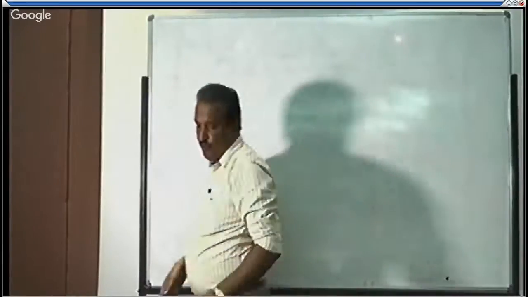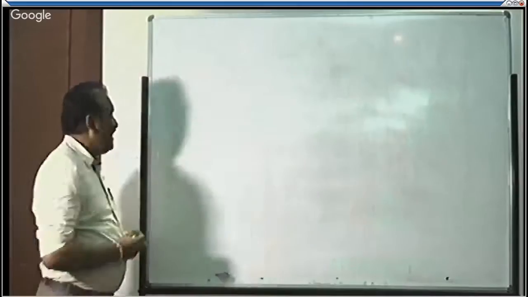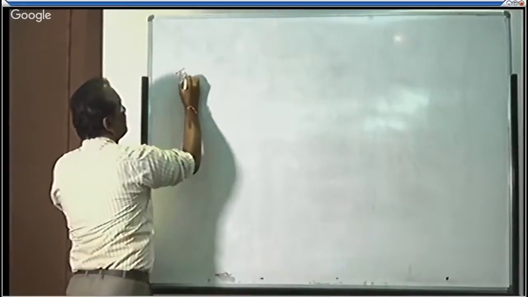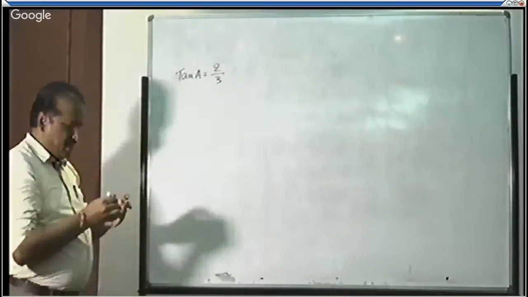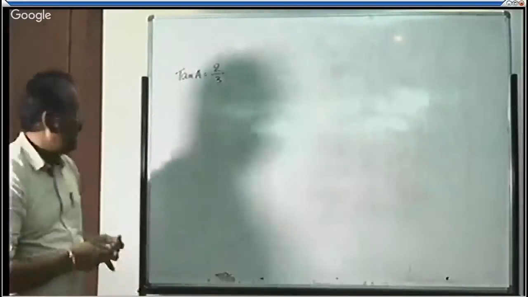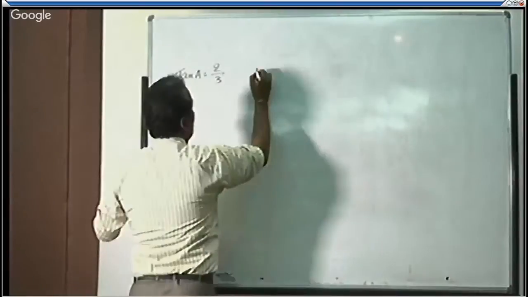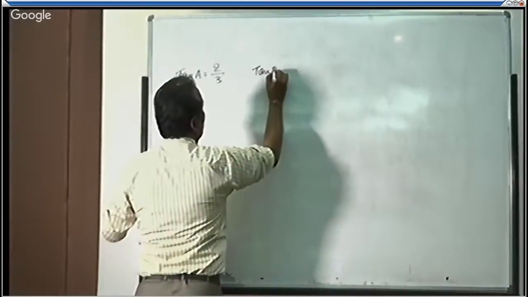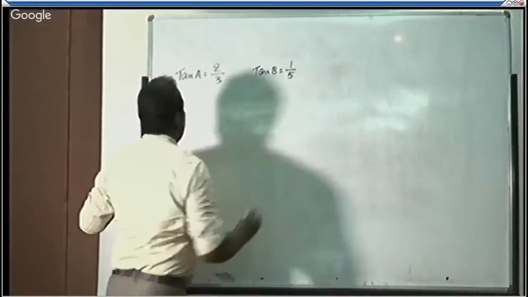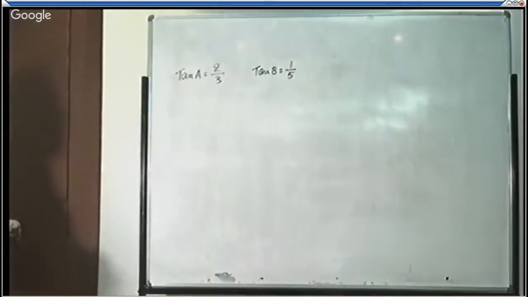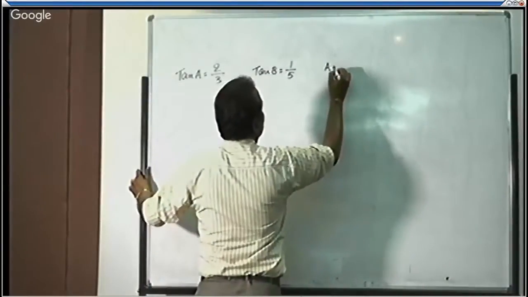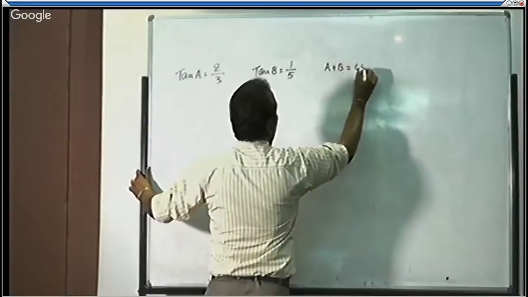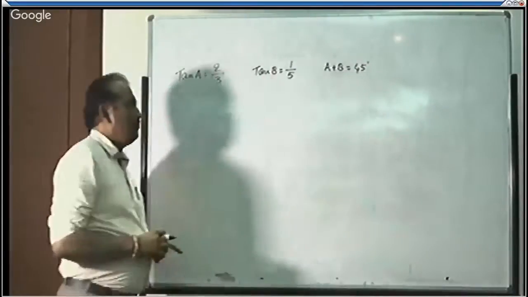Next one. If tan A is equal to 2 by 3 and tan B is equal to 1 by 5, I repeat, if tan A is equal to 2 by 3 and tan B is equal to 1 by 5, show that A plus B is equal to 45 degrees.